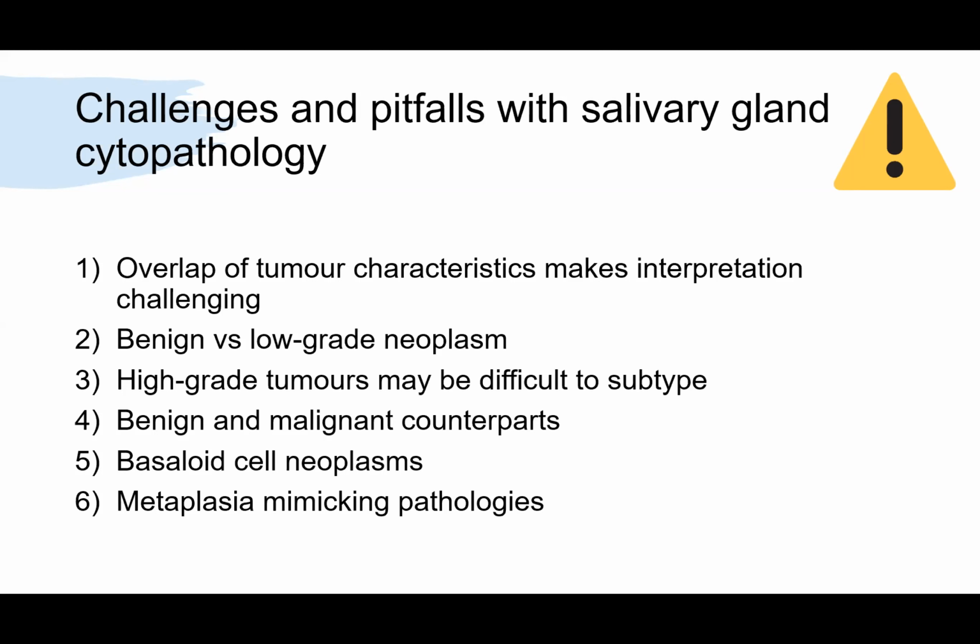High-grade tumours we are able to identify, but it may be difficult to subtype the different types of high-grade tumours. One of the limitations of cytology is that there are benign and malignant counterparts which would require the final histology. So this is another reason why this would be quite challenging on the cytopathology.